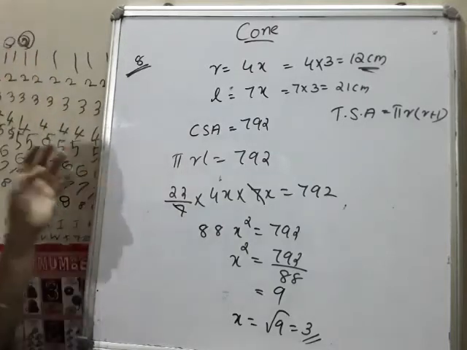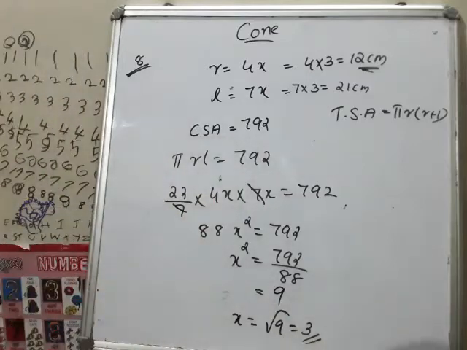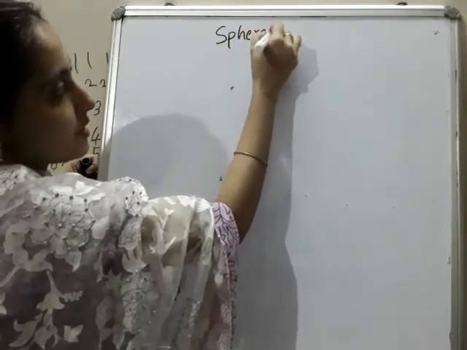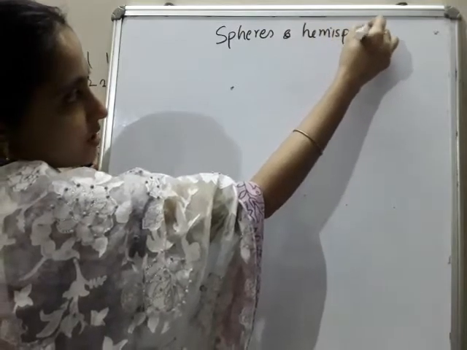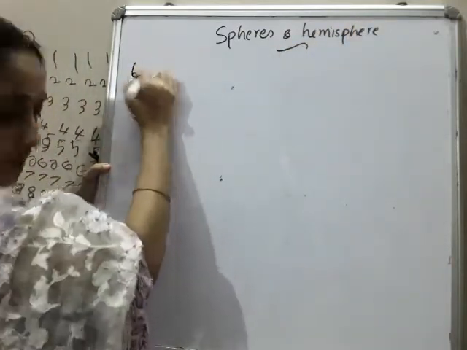Okay, so you will move to the next section, that is based on spheres and hemispheres. Next one is sphere and hemisphere. Next section is spheres and hemispheres. In that, two questions came from the doubts part. That is, the sixth one is the first question.